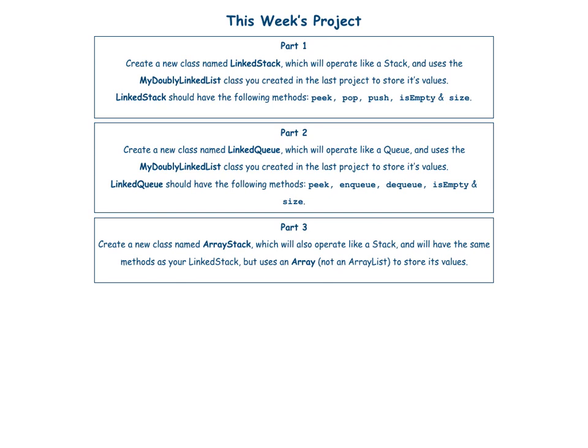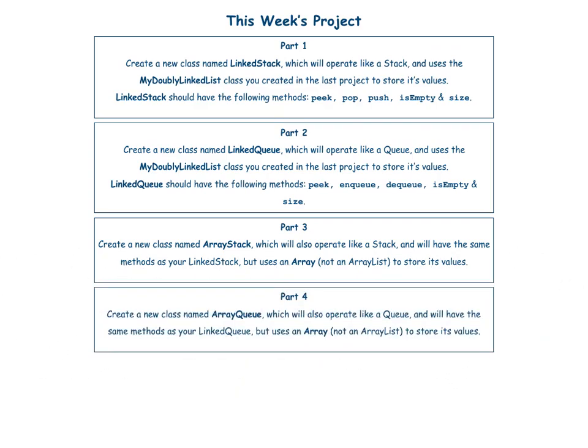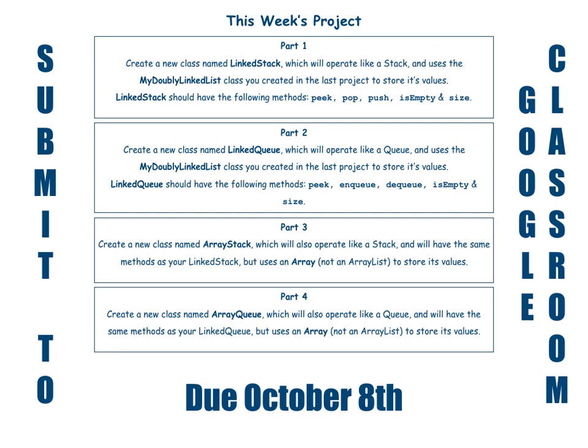Then for part 3, you will create a third class named ArrayStack, which will also operate like a stack and will have the same methods as your linked stack from part 1, but will use an array to store its values. And it must be an array. You cannot use an array list. Then for the fourth part, you will create a class named ArrayQueue, which will also operate like a queue and will use the same methods as your linked queue from part 2, but will use an array to store the values. This project will be due next Monday, October 8th, submitted to Google Classroom.